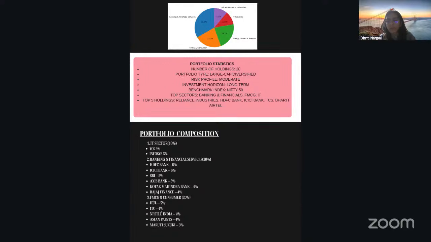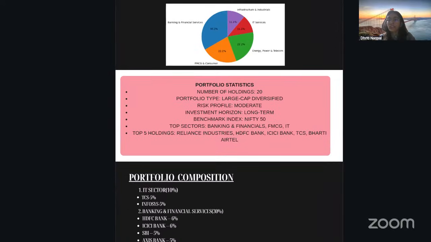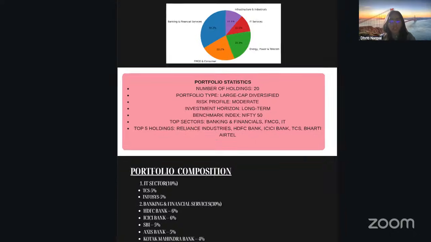Energy and power stocks added exposure to India's structural and digital growth. The sectoral pie chart we can see here reflects proper diversification, ensuring that the portfolio is not overly dependent on a single sector. This helped in managing risk while maintaining the growth potential.